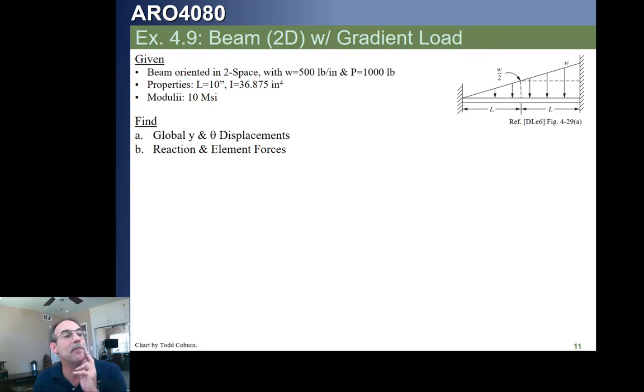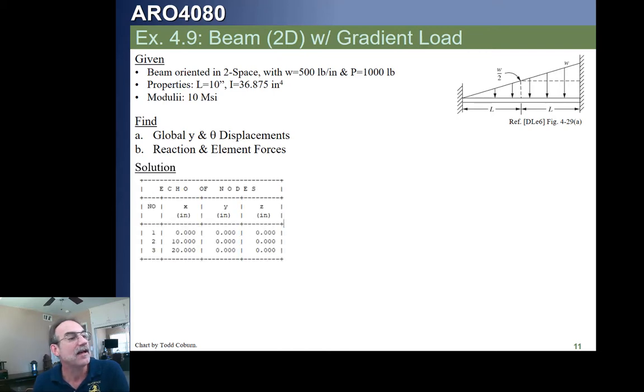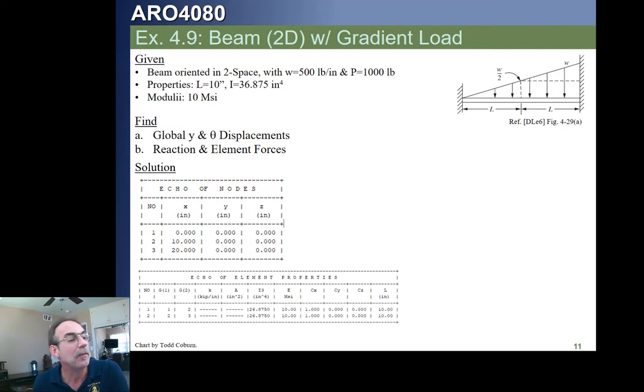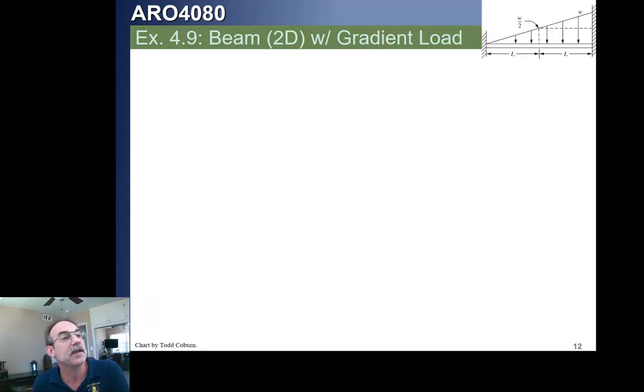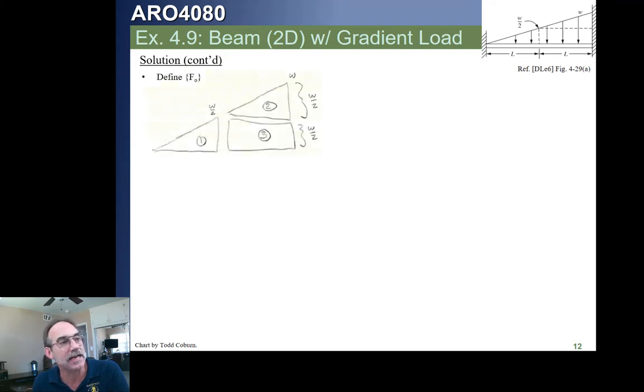So let's say we model this with a node there at the middle. If we did that, then we would have 3 nodes, and these would be our properties for the 2 elements. Looking at this, we ask, how do we simulate this? We're going to break it into pieces. We need FO. We're going to have to break it into 3 pieces: from 1 to the middle is 1 piece, and then from the middle to the other end.